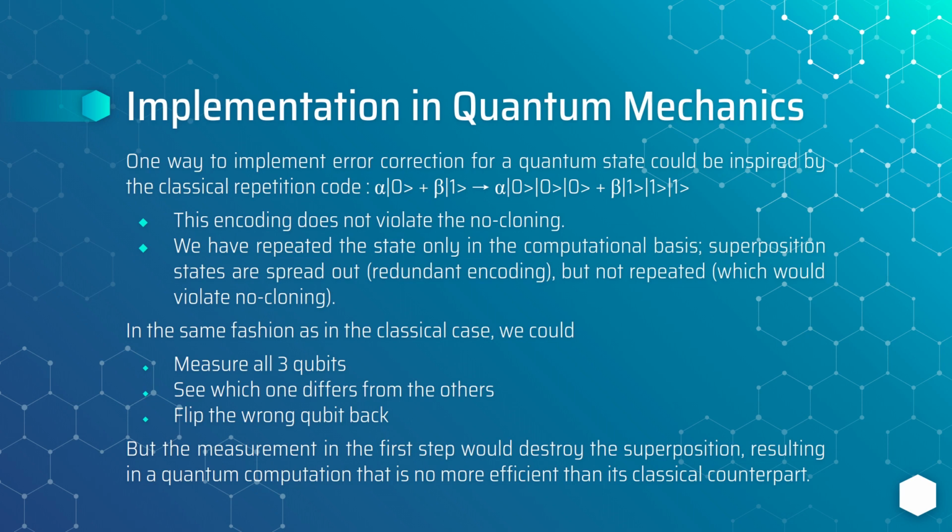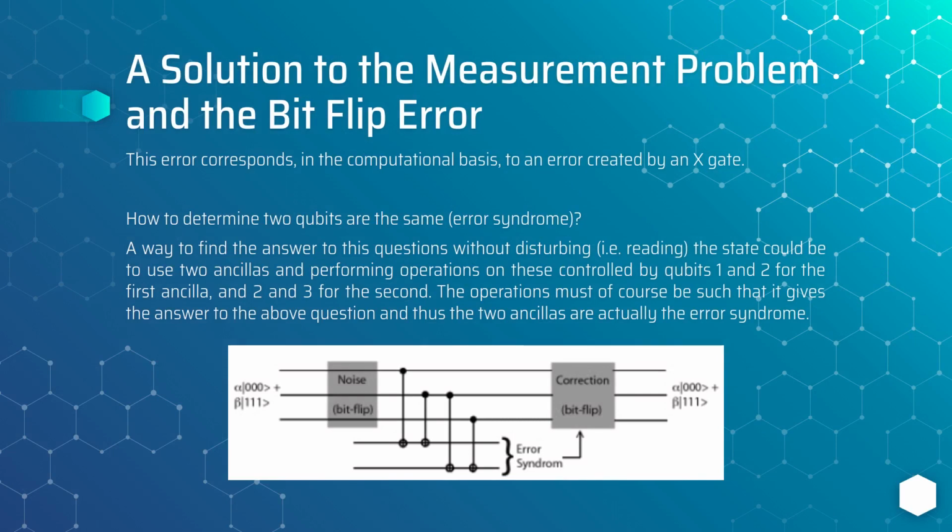But in this process we are doing measurement, which we don't want. So how to avoid this? We can use error syndromes, or we can use two ancillas, with operations controlled by qubits 1 and 2 for the first ancilla and 2 and 3 for the second ancilla. These ancillas will give us the answer to whether the first and second qubit are the same and whether the second and third qubit are the same or not. And we can use these error syndromes and some correction logic to correct our bit flip error.